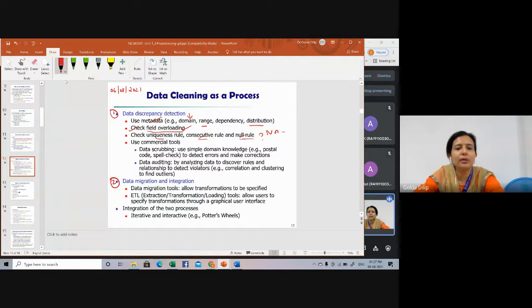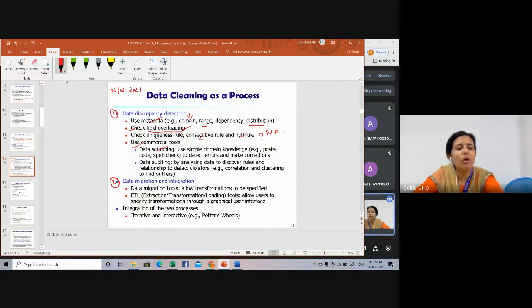Then use some commercial tools, like data scrubbing tools. Data scrubbing tools use simple domain knowledge, for example postal codes or a spell check. All these things can be used to detect the errors and make corrections in the data. That's another way. They make use of some parsing technique or fuzzy logic when you're trying to clean data from multiple sources, and adding the missing things.